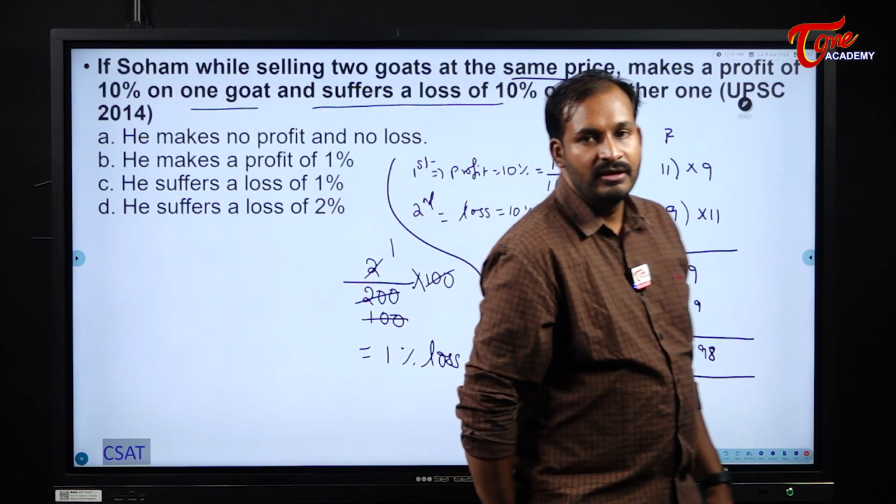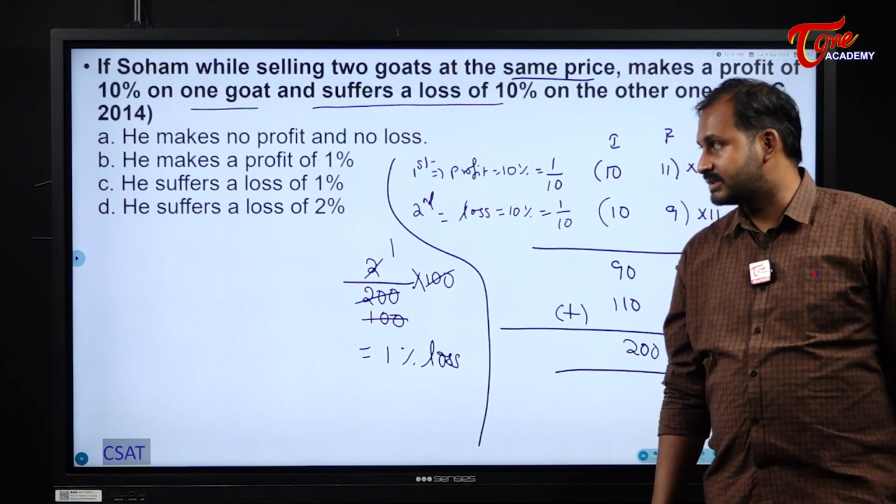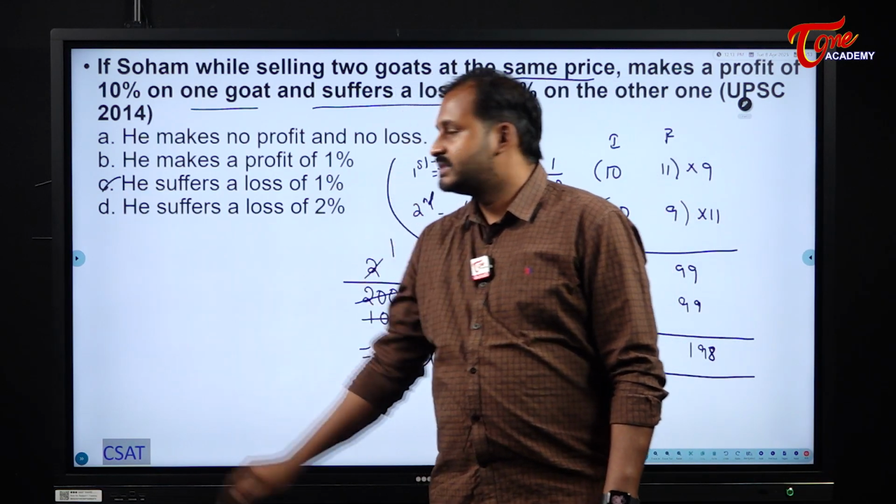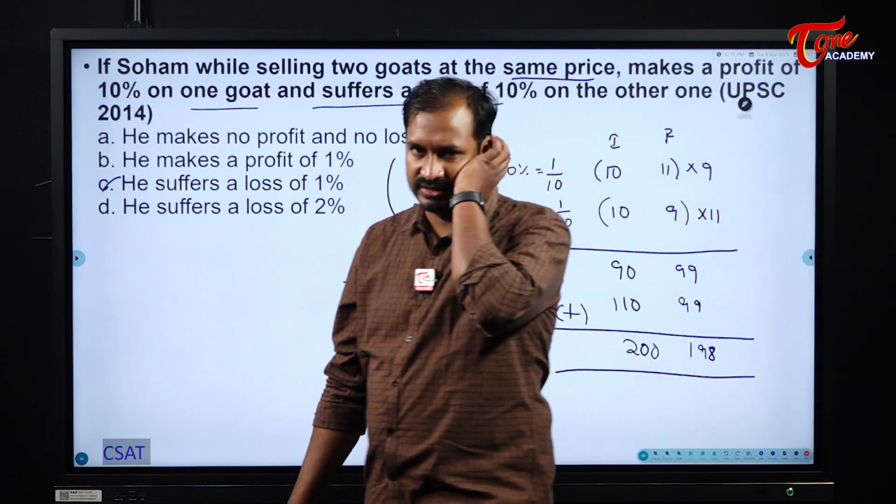There will be a loss of 1%. He suffers a loss of 1%. See here, students, actually there are some formulas for this.